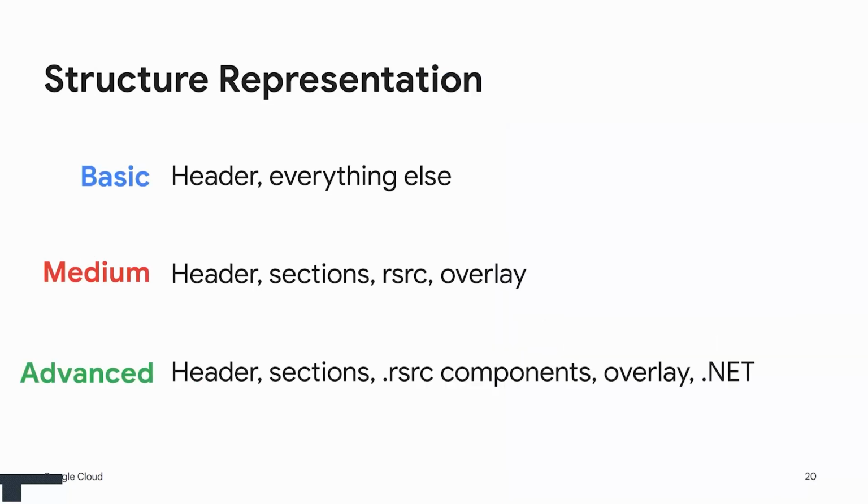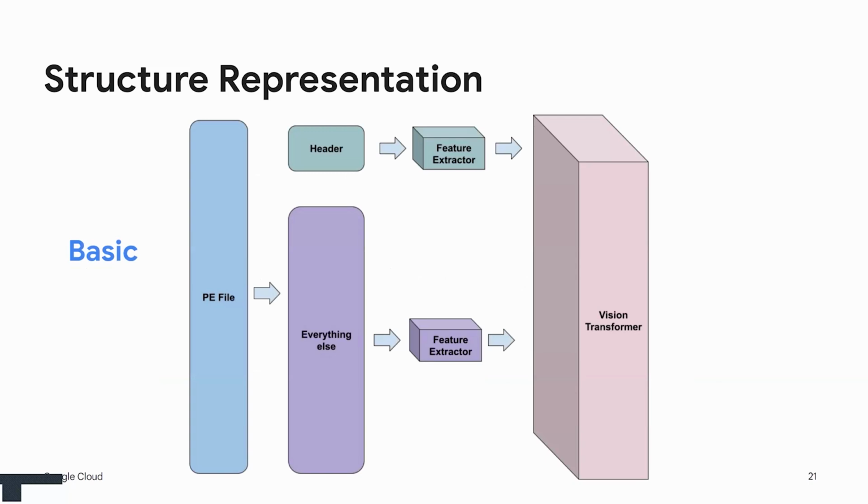Okay, same idea for the structure representation. And here we do talk about the network in detail. For the simplest setting, we parse out the header, and then everything else is lumped together. We create a one-dimensional embedding of each of these things with a feature extractor and push it through a vision transformer and then classify. The vision transformer itself is 16 layers with 8 attention heads each. We'll talk about the internal dimension, or how big that embedding is, in our first experiment.